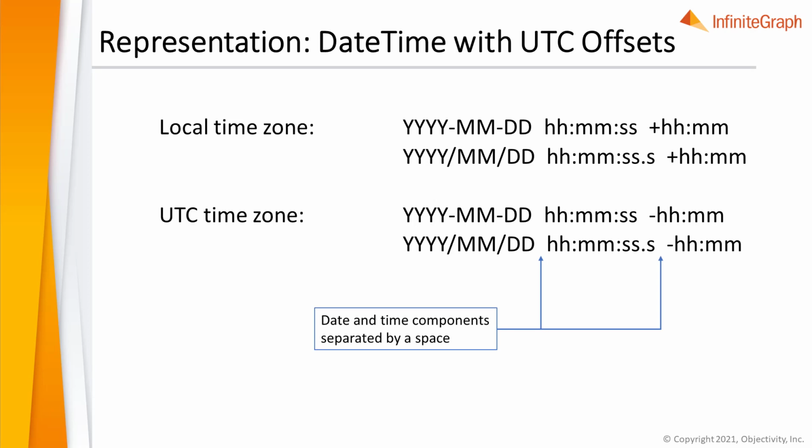Extending what we did with date times on the previous slide, we can now include UTC offsets. Here, the two forms with hyphens and slashes are still both accepted for the date, followed by a space, followed by a time, followed by another space, followed by the offset, a plus or a minus, a 2-digit hour, a colon, and a 2-digit minute. And this will give you local time zones with UTC offsets and UTC time zones with UTC offsets.